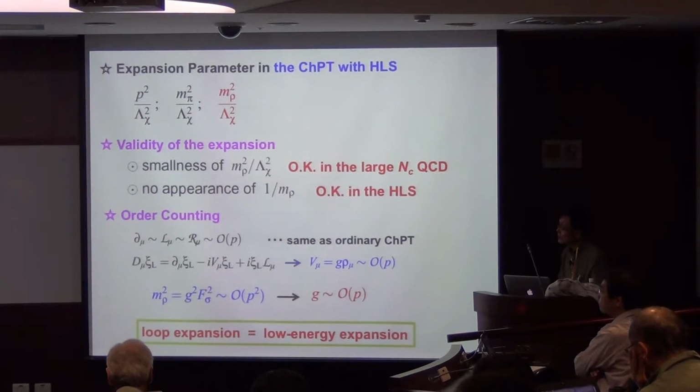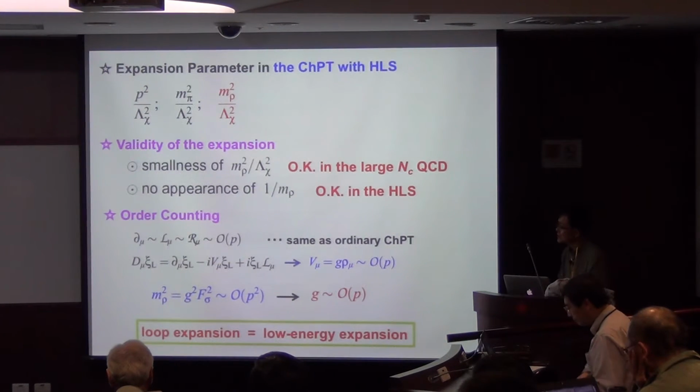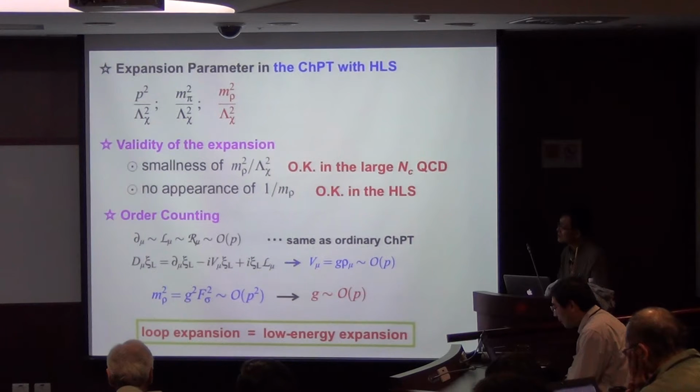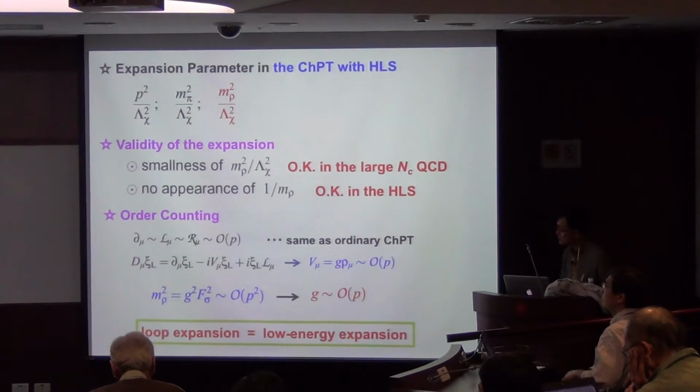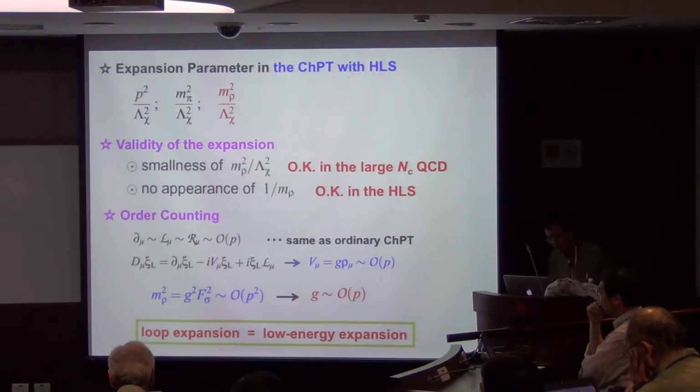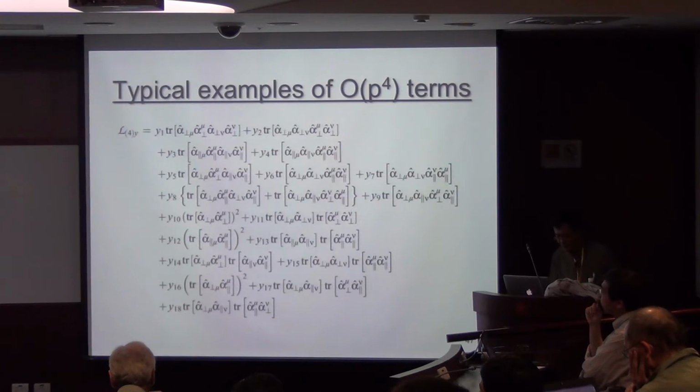This is the order counting in the hidden local symmetry with the current partition theorem. And then the derivative is counted as order P as usual, in the current partition theory. And also the vector meson gauge coupling is counted as order P. This is because we want to regard this M rho square as a small parameter. Then using this counting scheme, we can show that the loop expansion corresponds with the expansion.